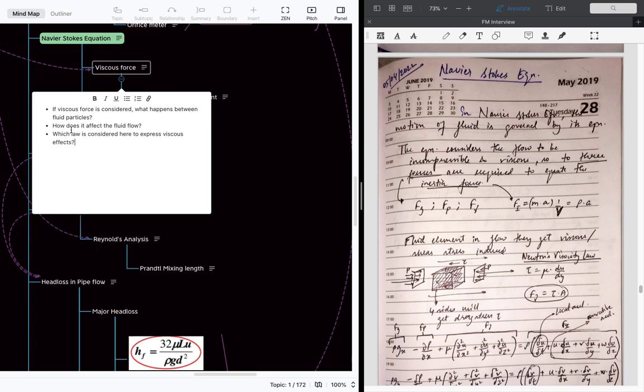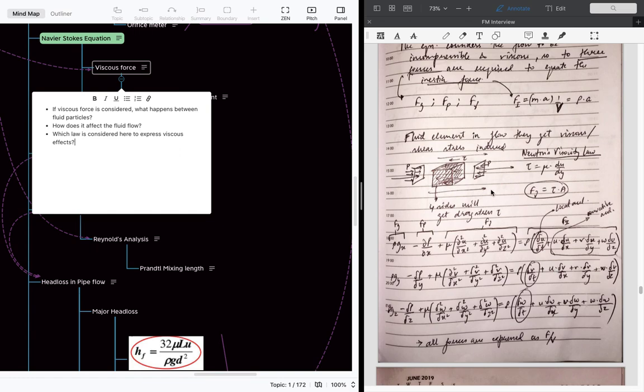Okay, so how does it affect the fluid flow? Obviously, if there is a viscosity present, that means there will be a velocity profile. That means the fluid layers are not moving at the same rate, at the same momentum. So there can be energy loss due to that, which is expressed as a head loss. Which law is considered here to express the viscous effect? Newton's viscosity law is used here.